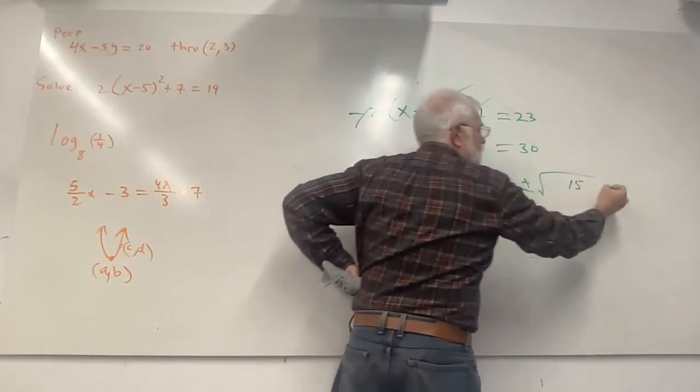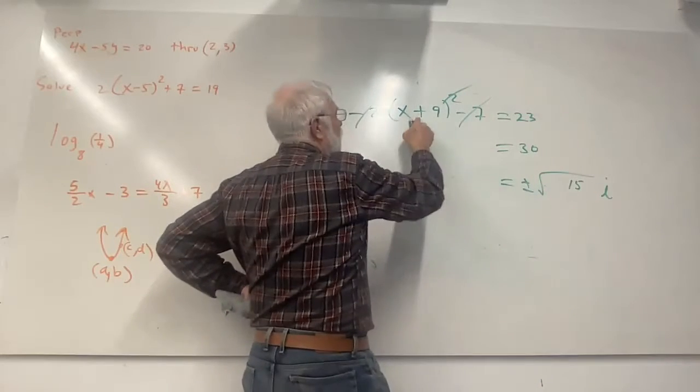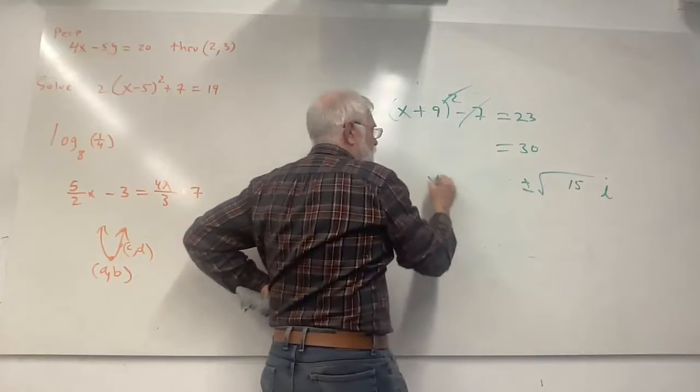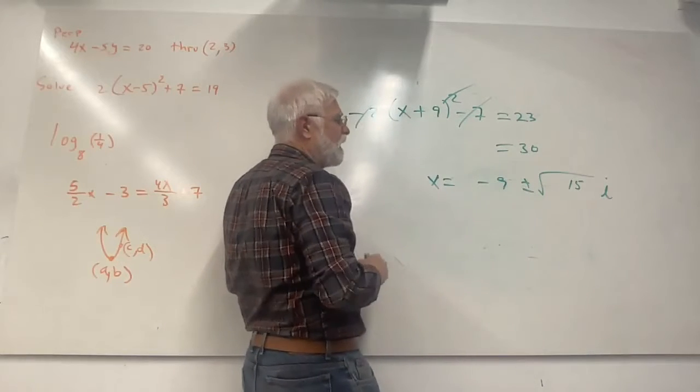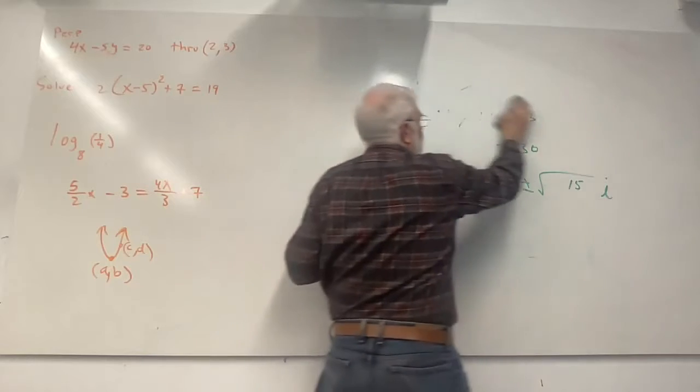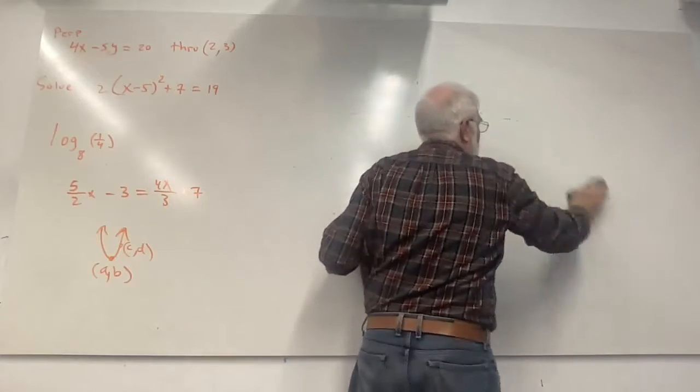I know you'd never forget to write i now. And then positive 9 comes to the other side and becomes negative 9. And if I substituted that in here, you could see that one work as well. Okay, I forget how many we've done. We'll do one more. I hope that's 5.